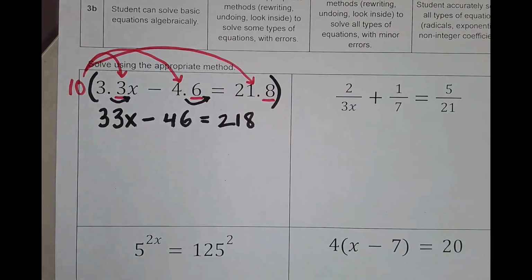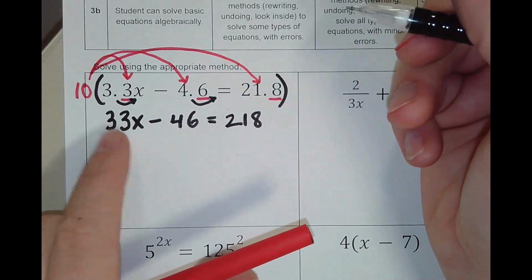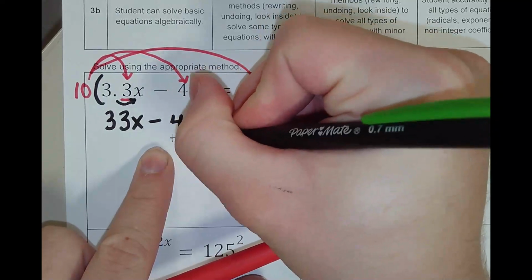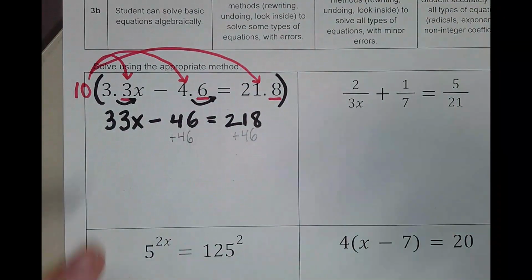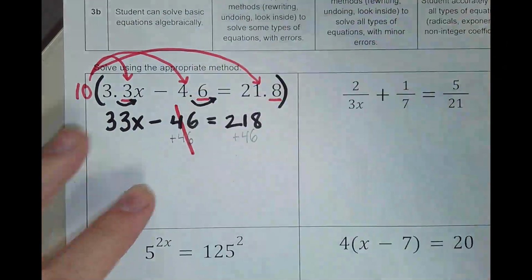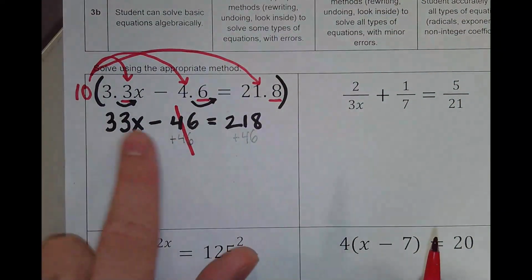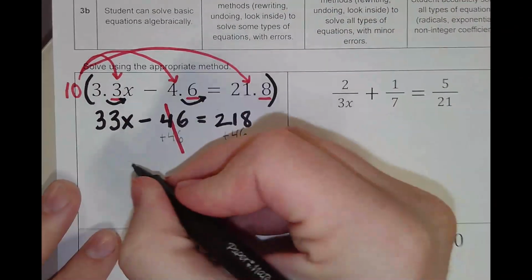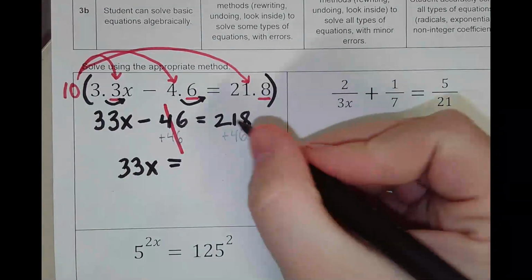For this problem right here, we're going to have to solve for x, meaning I'm not going to divide by 33 yet. I need to get rid of what's next to x first. So I'm going to add 46. And whatever I do to one side, I must do to the other side. I'm going to encourage you to also cross things off. Anytime you do an inverse operation, cross it off. That's going to make your equation even smaller looking. So that leaves us with 33x equals whatever this is.